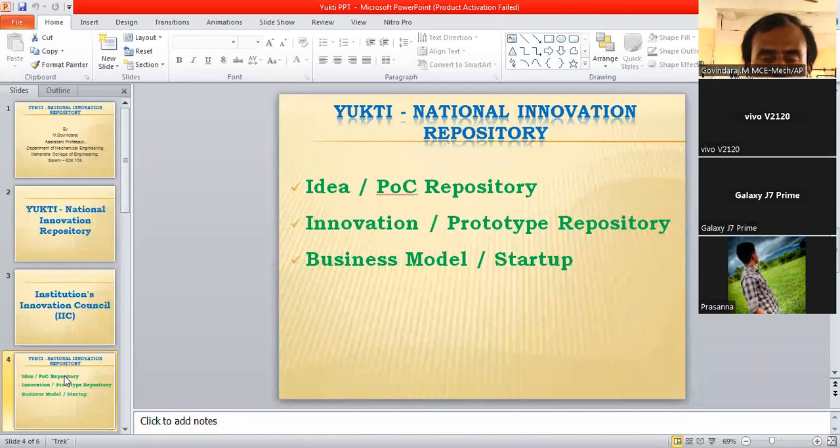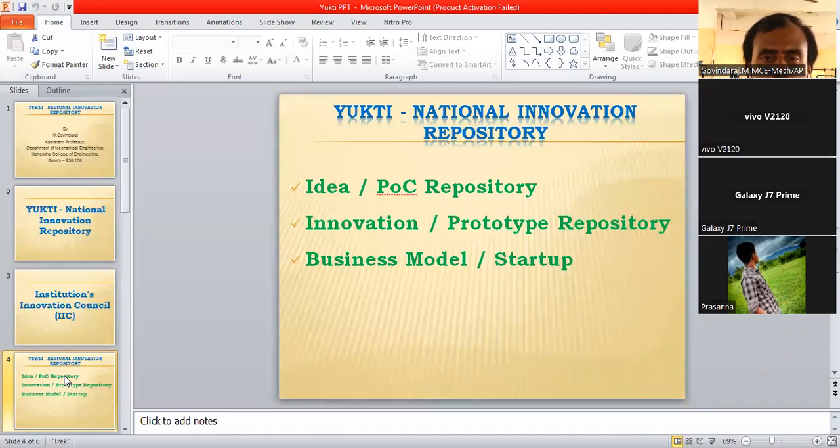How do we validate that idea? By conducting some experimental analysis, in the laboratory or wherever. For that, the institute has to create the infrastructure facilities. It may be an incubation center or a center of excellence where the students can validate their ideas by doing experimental analysis. That is POC, proof of concept. That is the first platform.